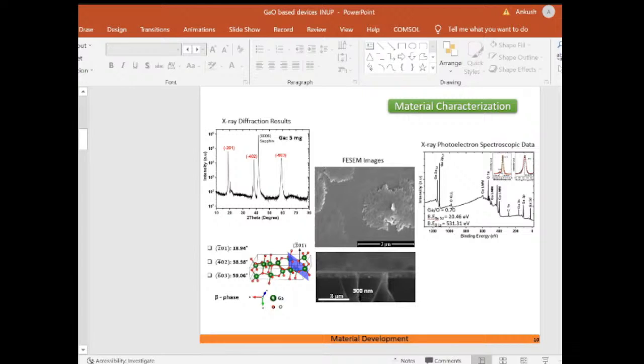Okay, sir. The next question asked by him is, why is the beta phase stable? And if you can please tell about the different phases like alpha, beta, and so on. Why is the beta phase more stable?